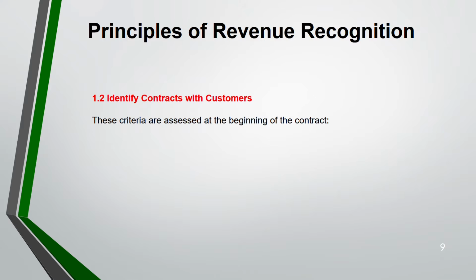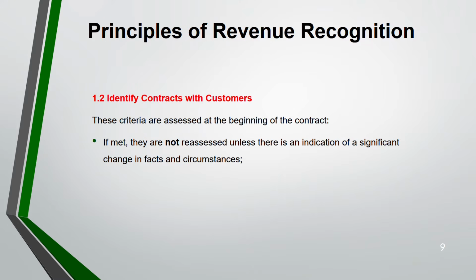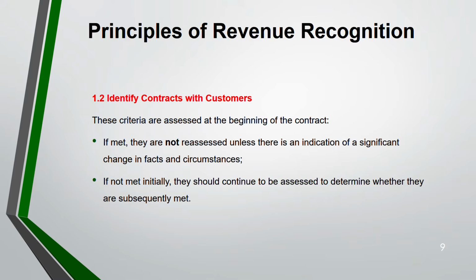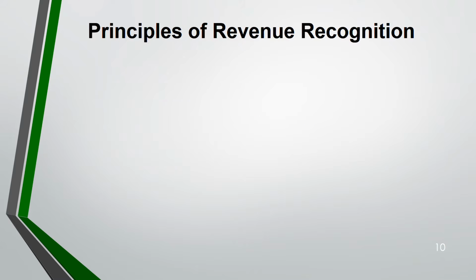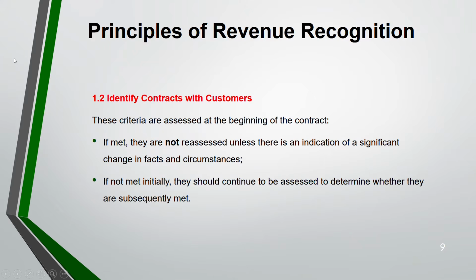These criteria are assessed at the beginning of the contract, not during the contract or after the contract, before you start the contract. If met, then you don't have to reassess. Okay, you only have to meet it once before the contract, unless there's an indication of significant change in facts and circumstances. Next, if it is not met initially, then they should continue to be assessed to determine whether they are subsequently met. If not initially met, you have to see whether subsequently they are meeting the 5 criteria. Okay, if they are meeting subsequently, you recognize revenue. If they are not meeting subsequently also, do not recognize revenue.